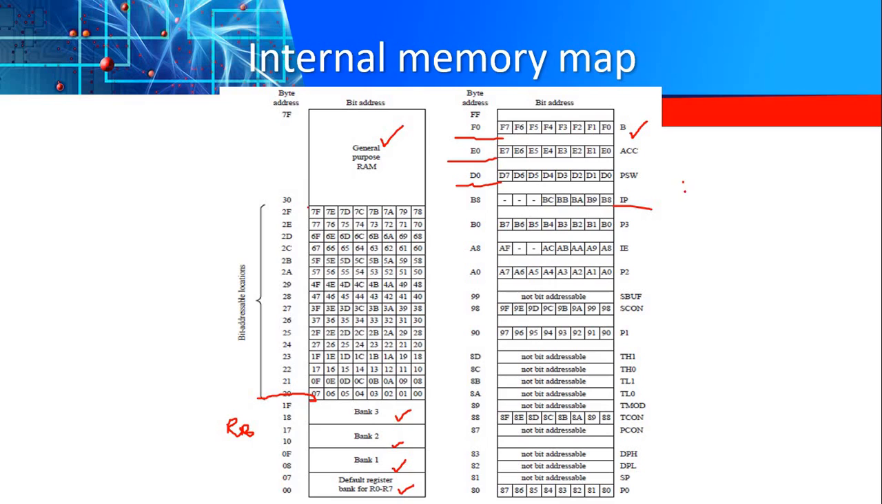How many special function registers do we have? We have 21 special function registers. All these special function registers are mapped by bit and byte addresses in this figure. This is the memory organization of 8051.